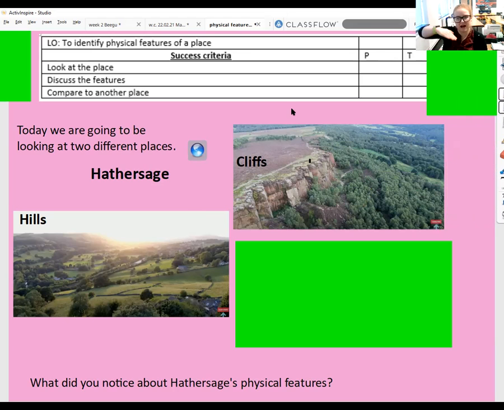So we know cliffs are steep and they are high. And this is a cliff, even though it's not near the coast, Hathersage has cliffs.